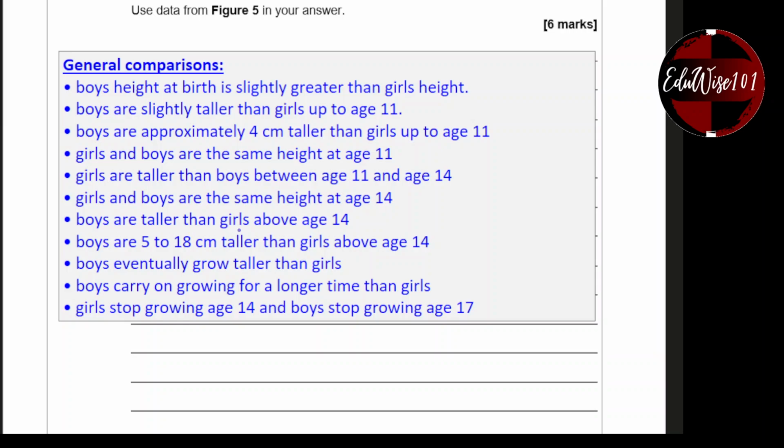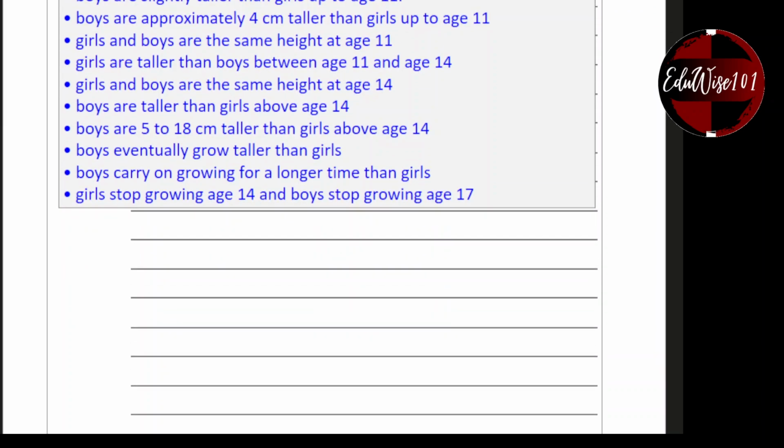Boys are taller than girls above age 14. Boys are 5 to 18 centimeters taller than girls above age 14. Boys eventually grow taller than girls. Boys carry on growing for a longer time than girls. And girls stop growing aged 14 and boys stop growing age 17. That's the general comments. Now to compare the rate of growth.